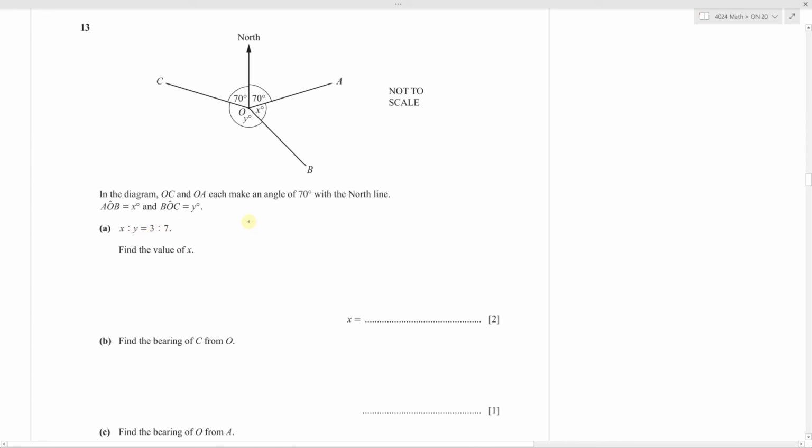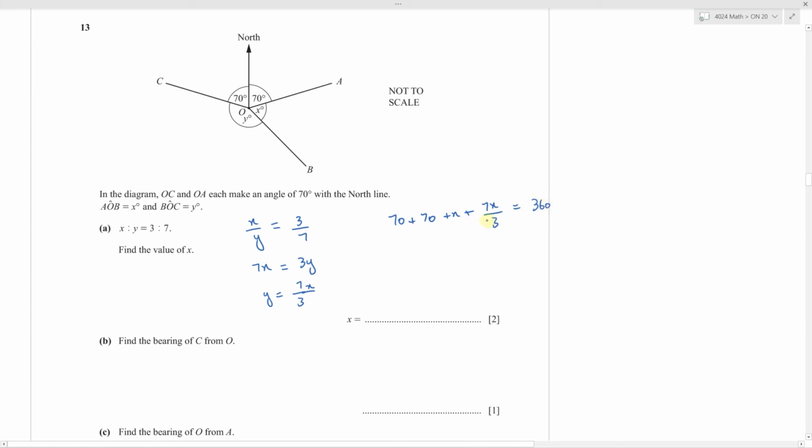So I can write it down as a fraction, which is X over Y equal to 3 over 7. Since I have to find the value of X, I can write Y in terms of X as well. So I can cross multiply. I will get 7X equals 3Y, and then Y will be equal to 7X by 3. So now, since this is a full circle, the sum of all these angles should be 360 degrees. So 70 plus 70 plus X plus Y. Y is 7X over 3. 7X over 3 should equal 360 degrees.